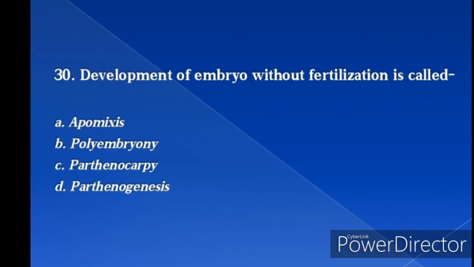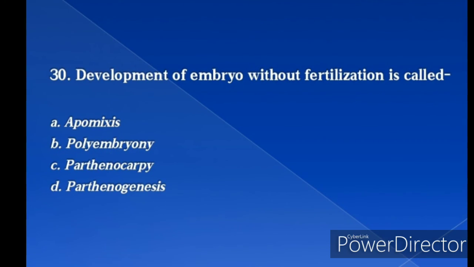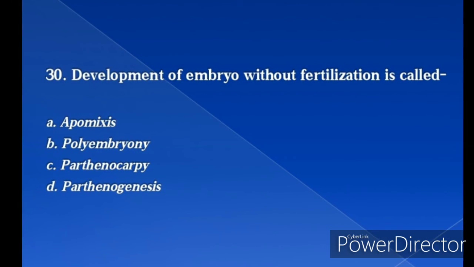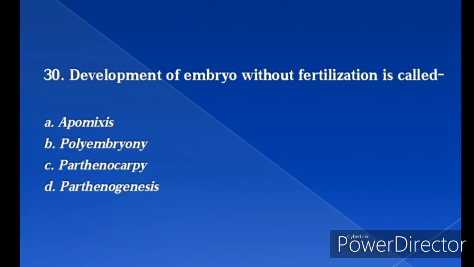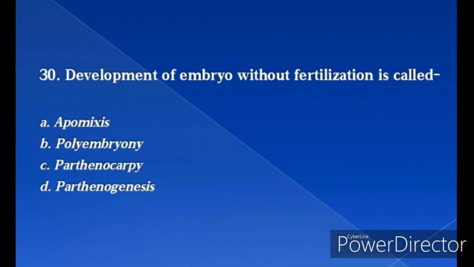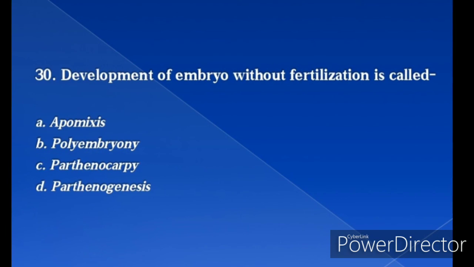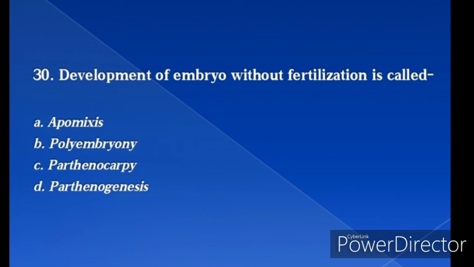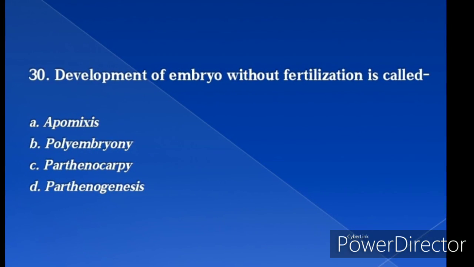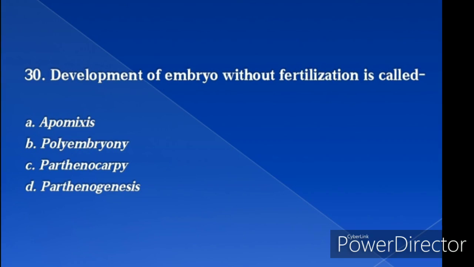Development of embryo without fertilization is called option A, apomixis, option B, polyembryony, option C, parthenocarpy, and option D, parthenogenesis. Answer is option D, parthenogenesis. See, what is parthenogenesis? It is the development of an embryo from an unfertilized egg, where the sperm does not penetrate the egg, so there is no union of male and female pronuclei, right? It is found in both plants and animals. In plants, you can see this condition in dandelions and hawkweeds, whereas in animals you can see it in aphids and honeybees.